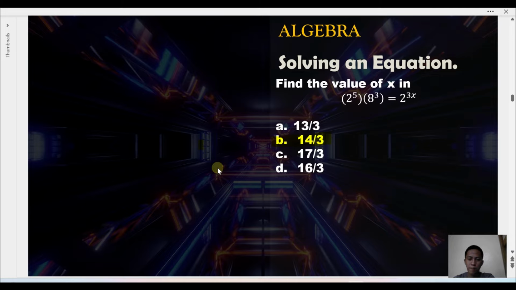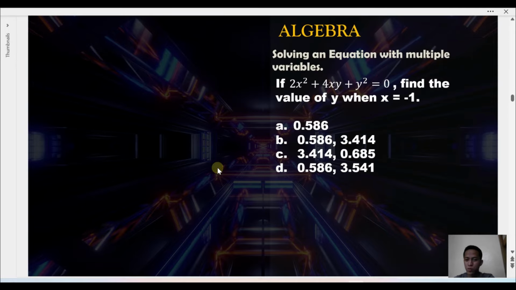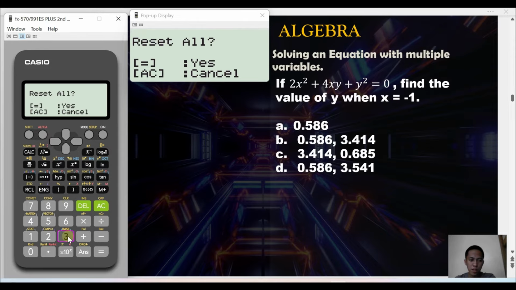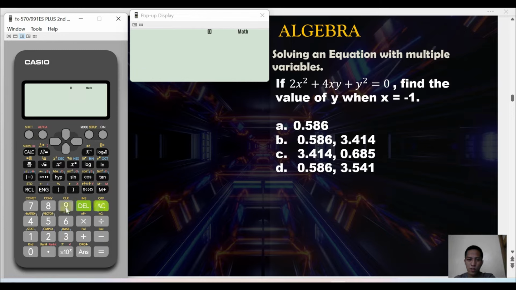Okay, let's proceed to our next problem. So if 2x squared plus 4xy plus y squared equals 0, find the value of y when x is negative 1. Okay guys, so clear lang natin yung calculator. So shift 9, clear all. Okay. So input natin sa calculator yung ating equation. So 2 alpha x squared, okay, plus 4xy, and we have plus y squared, and that is alpha equals, that is 0.